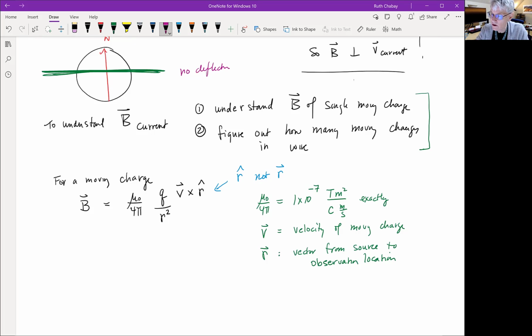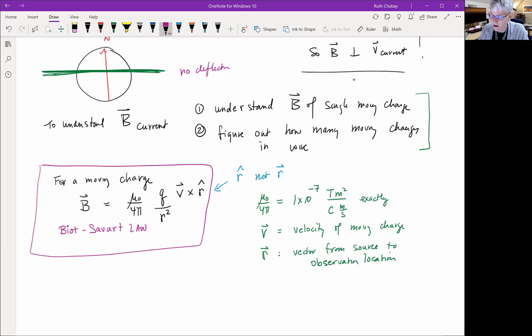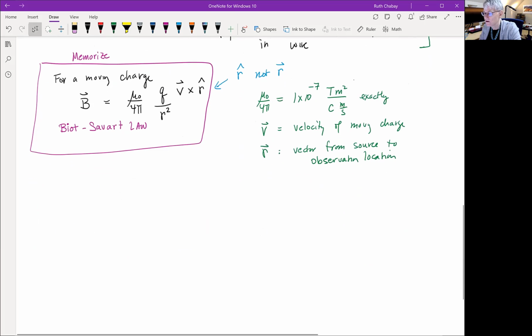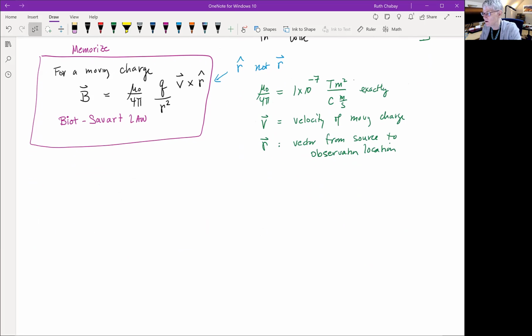Now this equation has a name, named after the people who wrote it down. It's the Biot-Savart law, they were French physicists. And this is another of these things that you actually have to memorize, because it's super important.